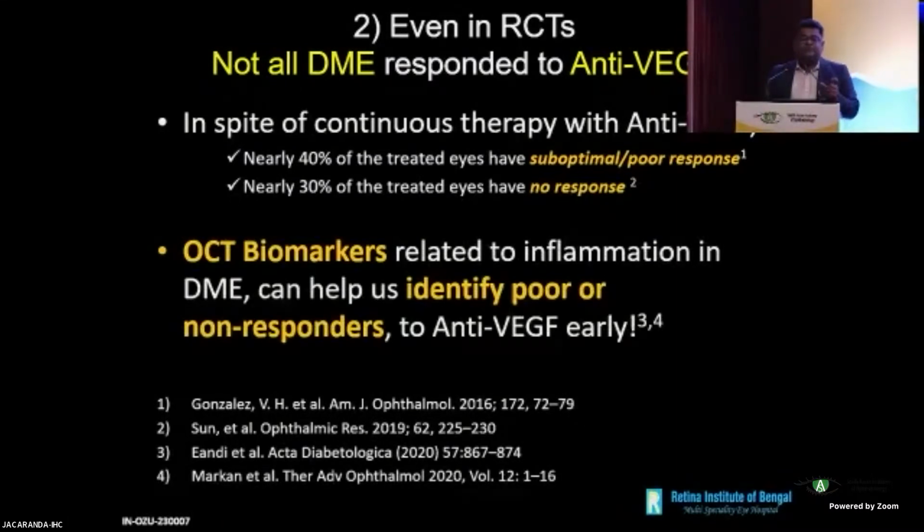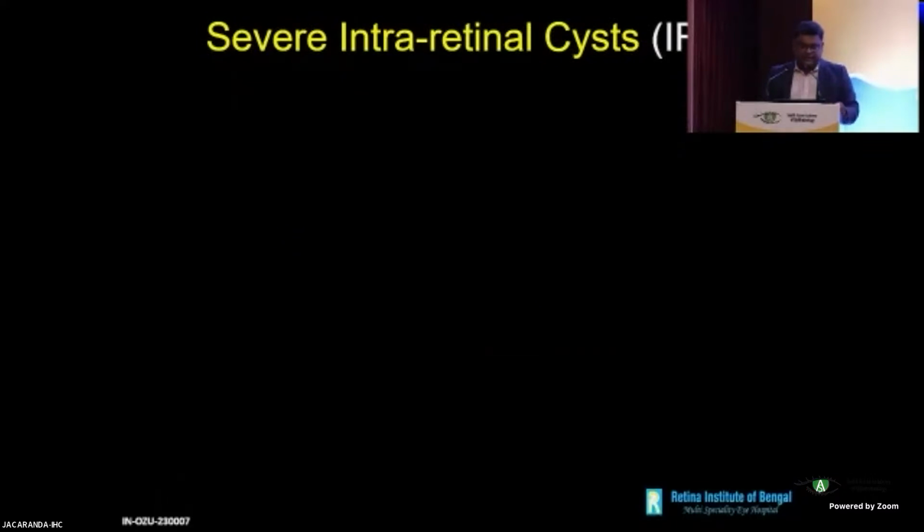So now we have OCT biomarkers which are suggestive of inflammation, and these may help us identify these poor or probably non-responders or partial responders to anti-VEGF early. And maybe those OCT biomarkers can tell us which cases we should switch early or start itself with Dex implants. So there are three such OCT biomarkers I like to highlight.